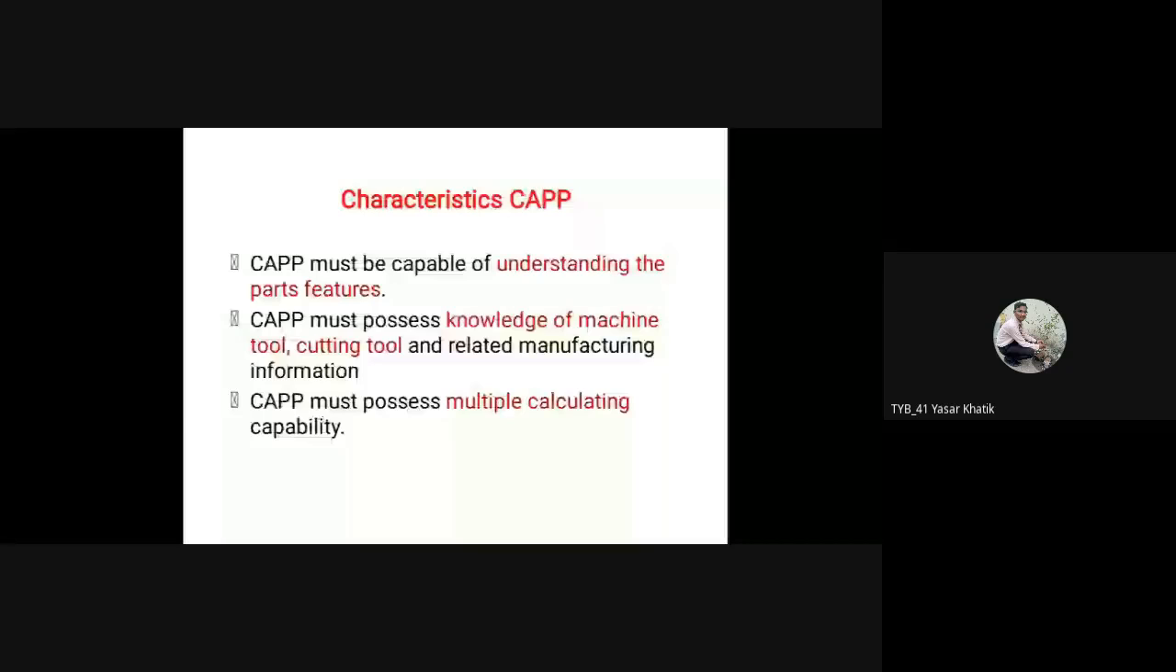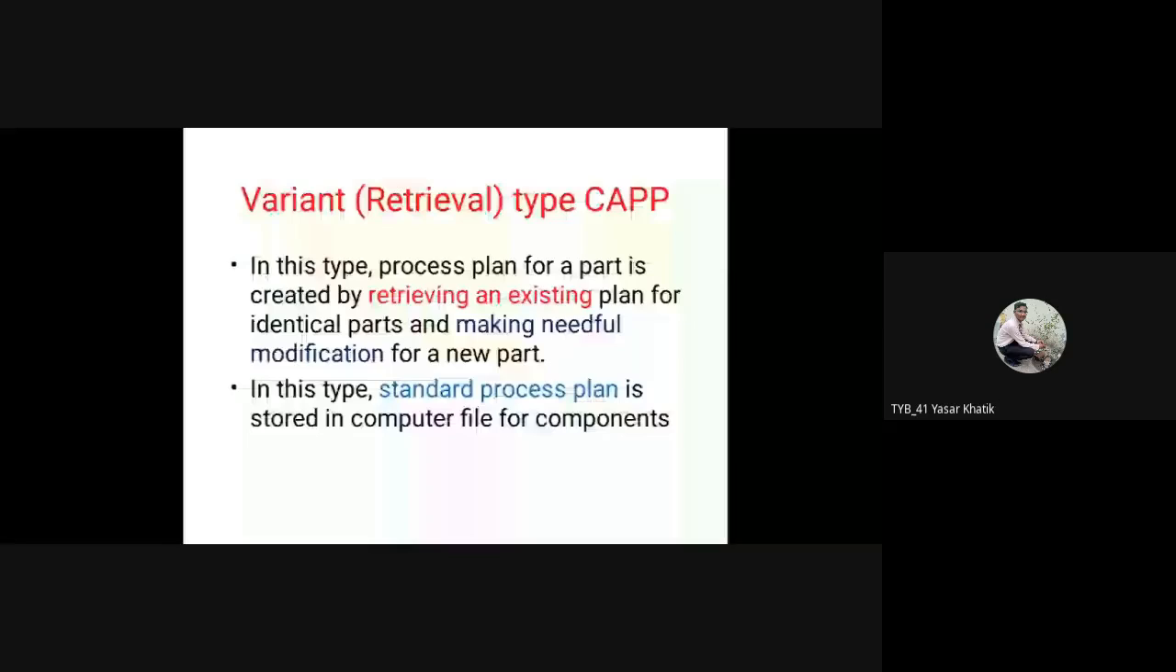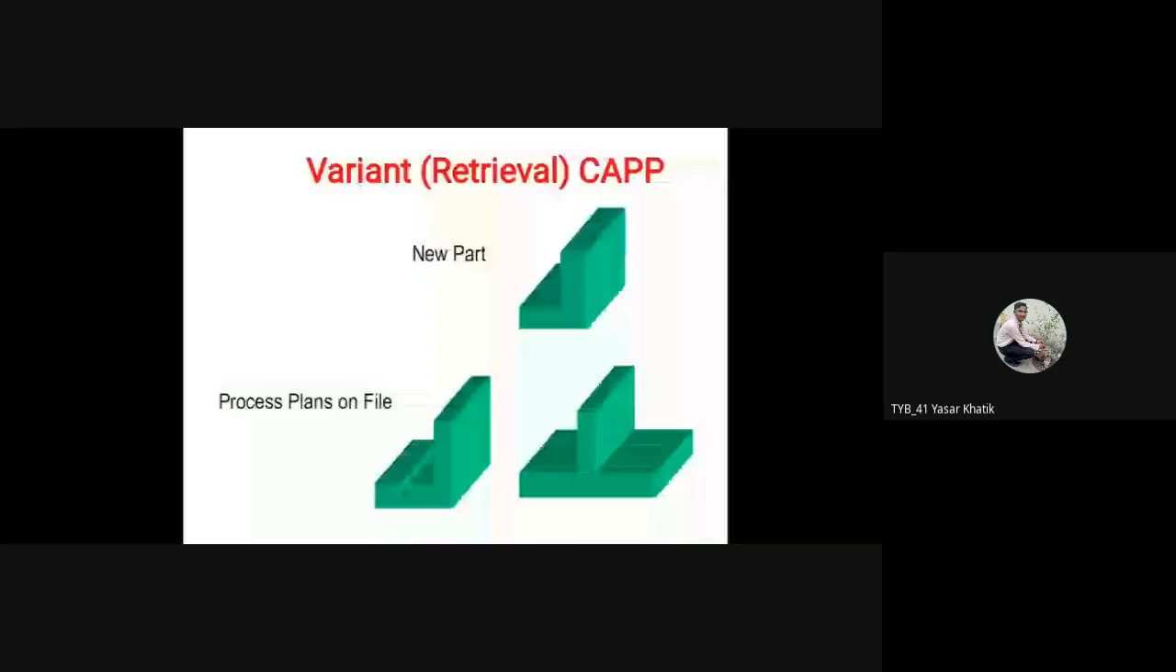In that CAPP there are two important points: variant and generative. In variant, we can use an existing file for processing new files, but in generative, we have to start from the origin itself. We have to go for all the planning process from the start phase. So this is the basic difference. In variant, we can use existing data for creating a new one. The last one is generative.